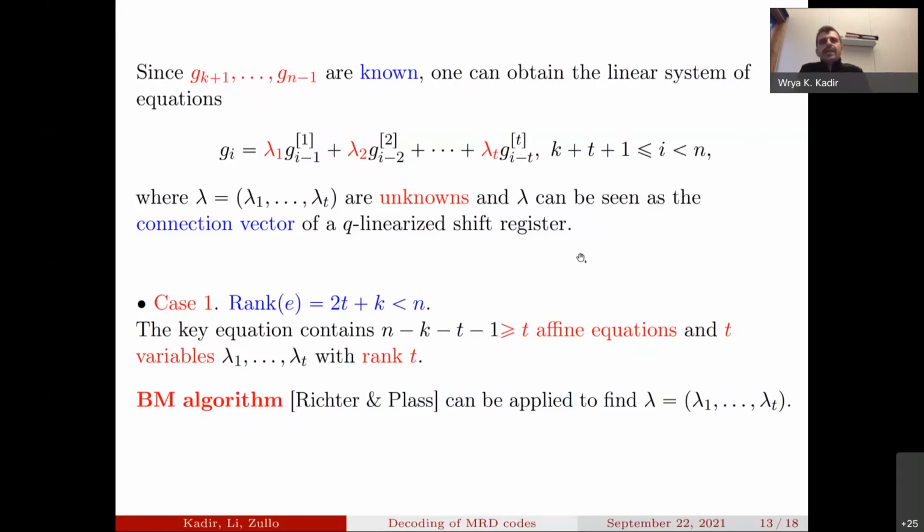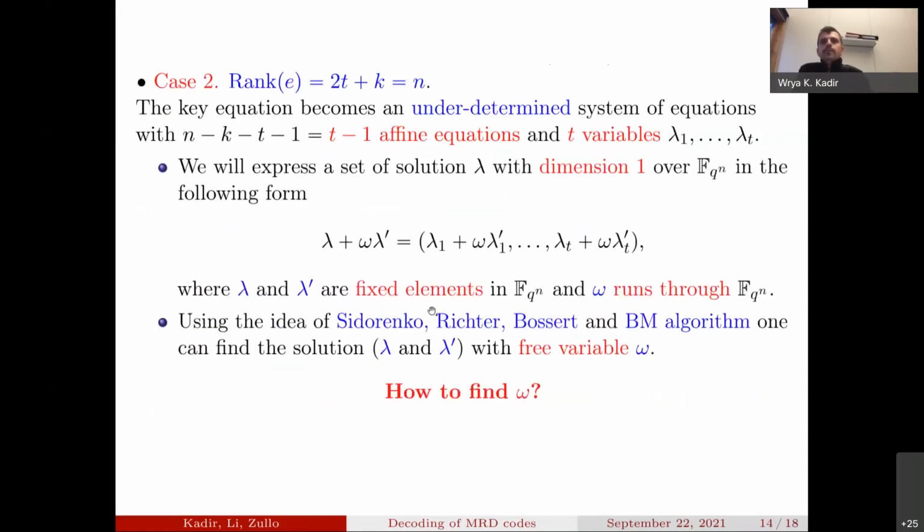The first case is when the rank of the error vector doesn't attain the unique decoding radius. In this case, we have at least t affine equations with t variables lambda_1 to lambda_t with rank t. So in this case, the Berlekamp-Massey algorithm can be applied to find the unknowns, which are lambda_1 to lambda_t.